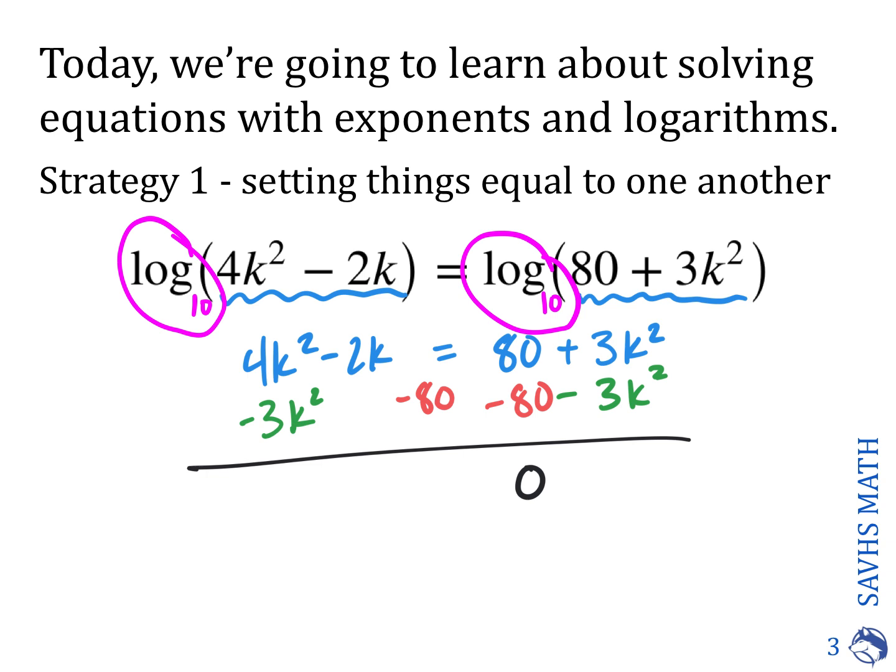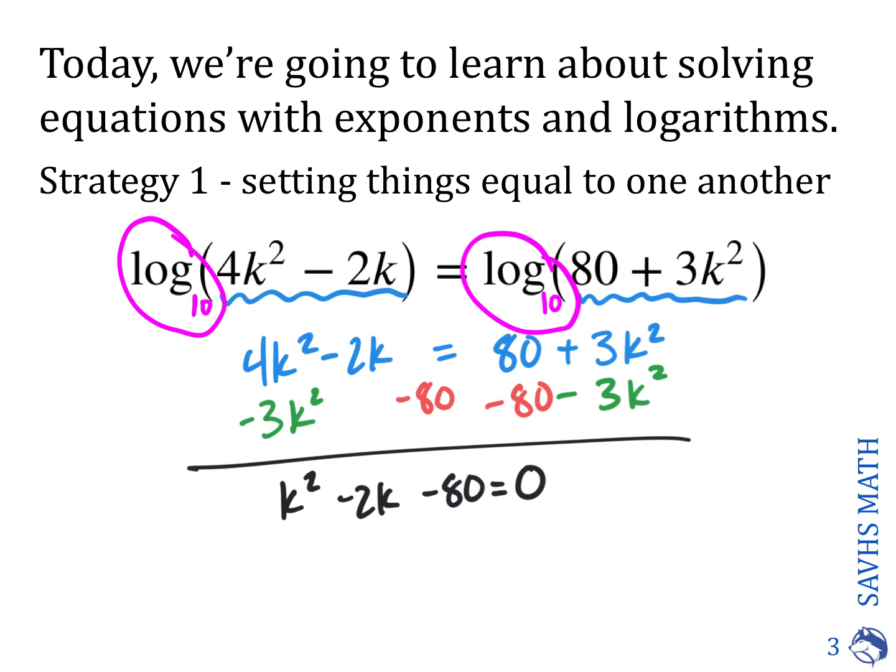So I subtracted 80, I subtracted 3k squared. I just need to be careful about combining the like terms. So 4k squared and 3k squared are like terms. I'm left with just a k squared. And then I have minus 2k because it's still there, and then minus 80 is equal to 0.